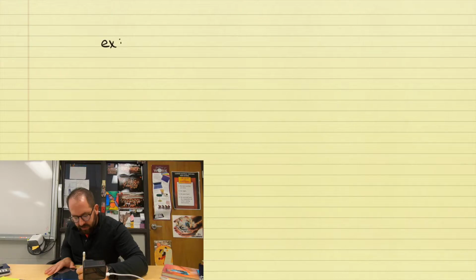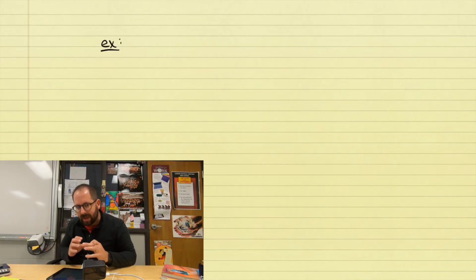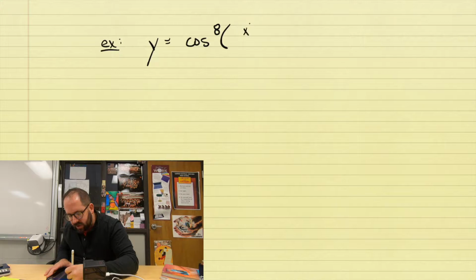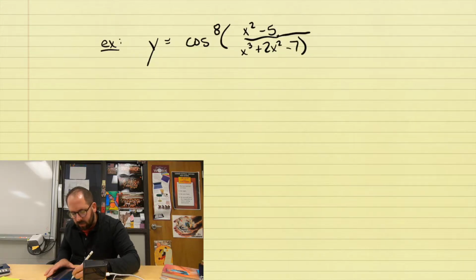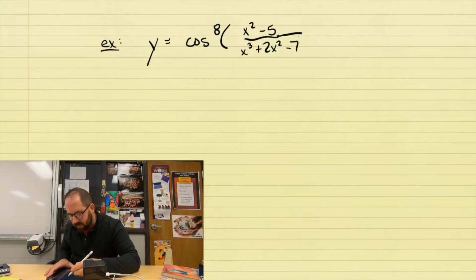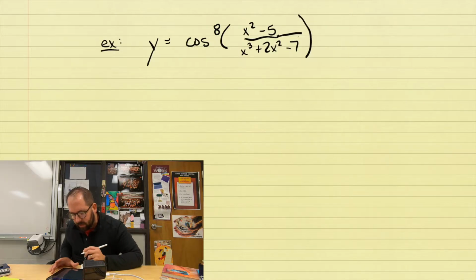Okay, I'm basically just going to do an example just to make sure you can see it. I'm going to do one with a trig function and then make it complicated on the inside. So we're going to cover all of our bases in one problem. All right, so y is equal to, let's go with cosine to the 8th power of (x squared minus 5) over (x cubed plus 2x squared minus 7). Oop, that was a terrible ending to that problem. Have an extra parenthesis there I didn't need. Okay, there we go.